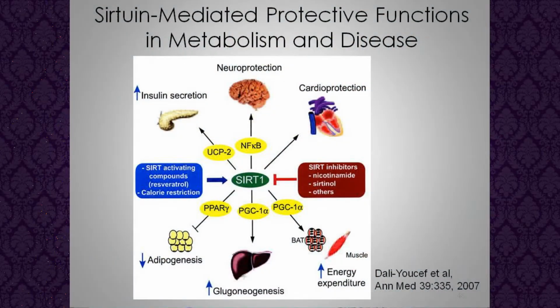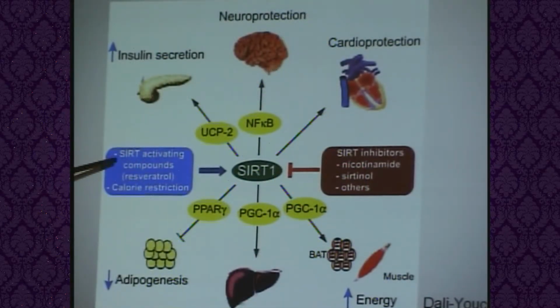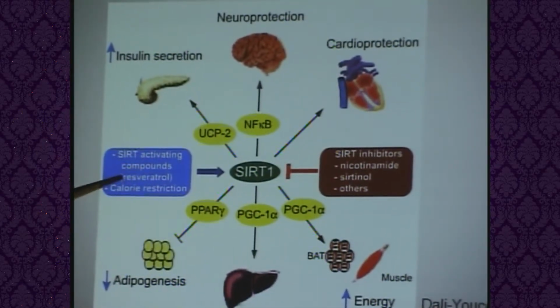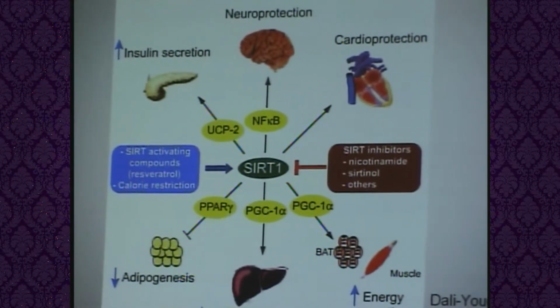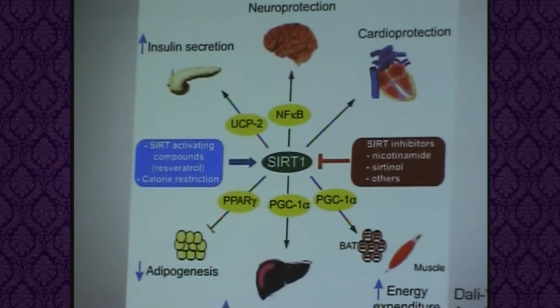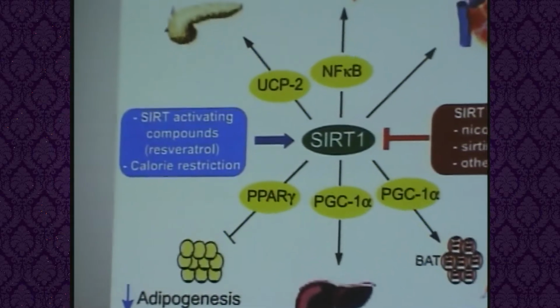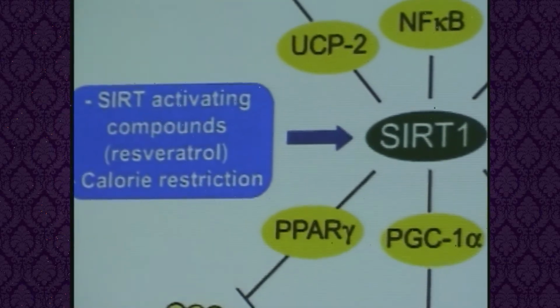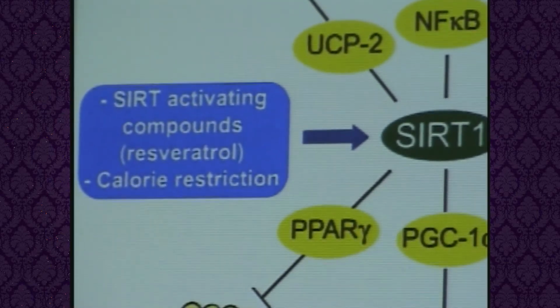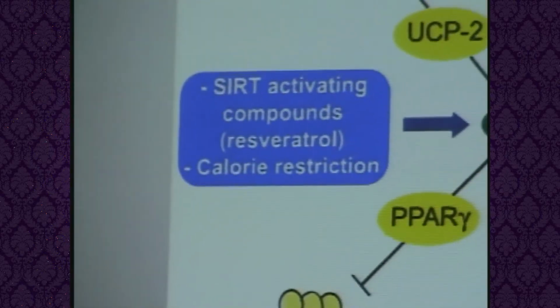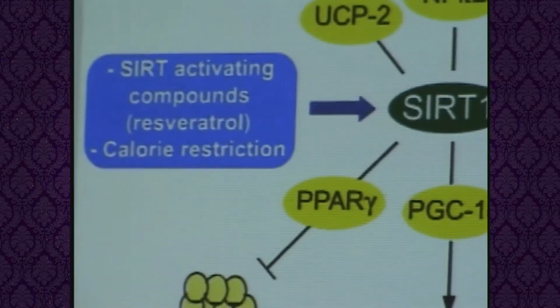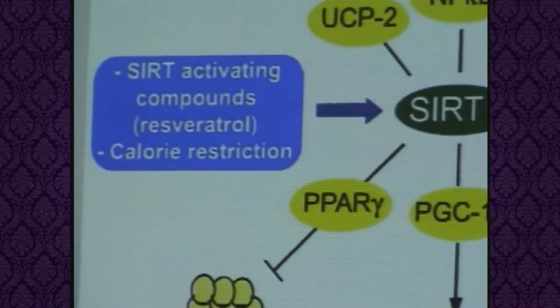Nonetheless, and this is a slide that I think could serve as a beginning of a retreat for us, maybe in view of the previous information that I presented to you. Among SIRT activating compounds is this compound which you've read about in multiple sources called resveratrol. And this is the polyphenolic extract from red grapes, and that's in wine. And that has been invoked in the French paradox.